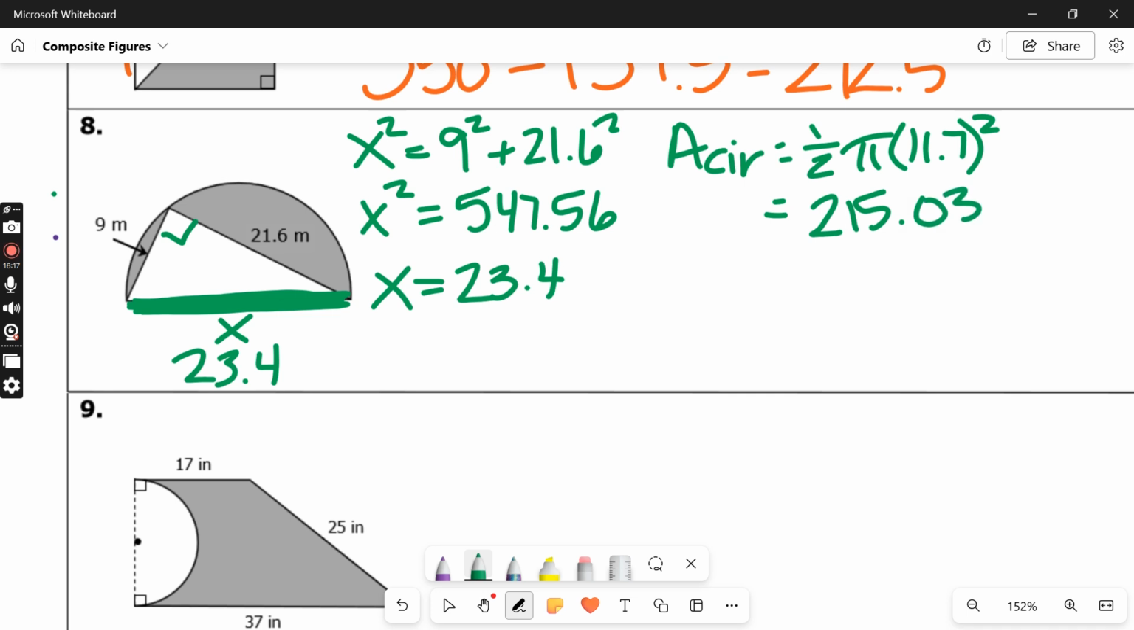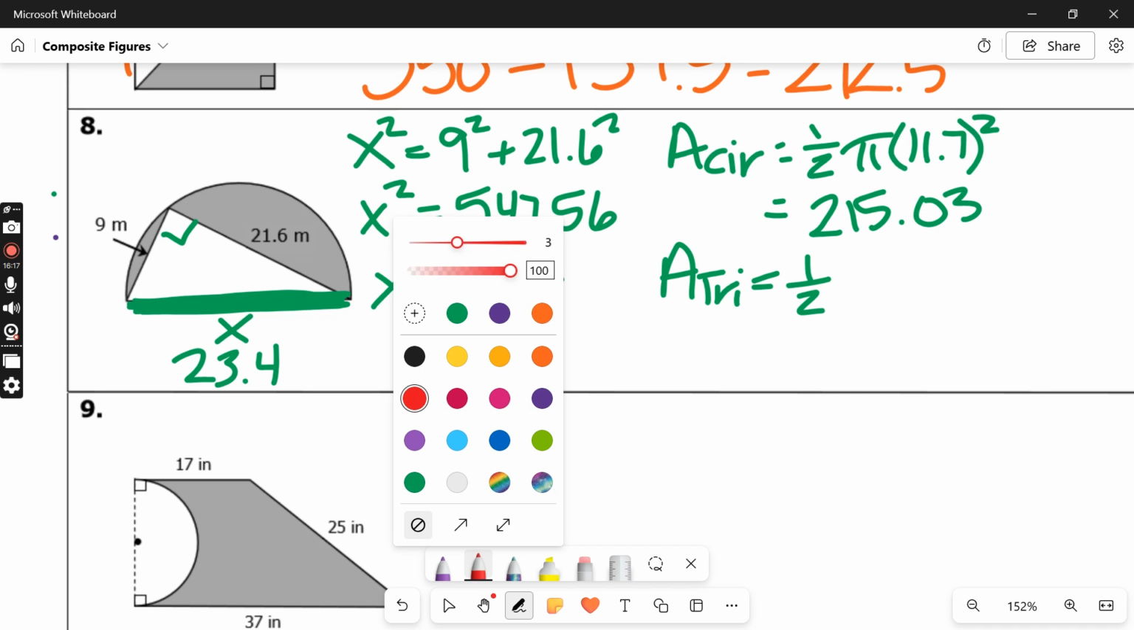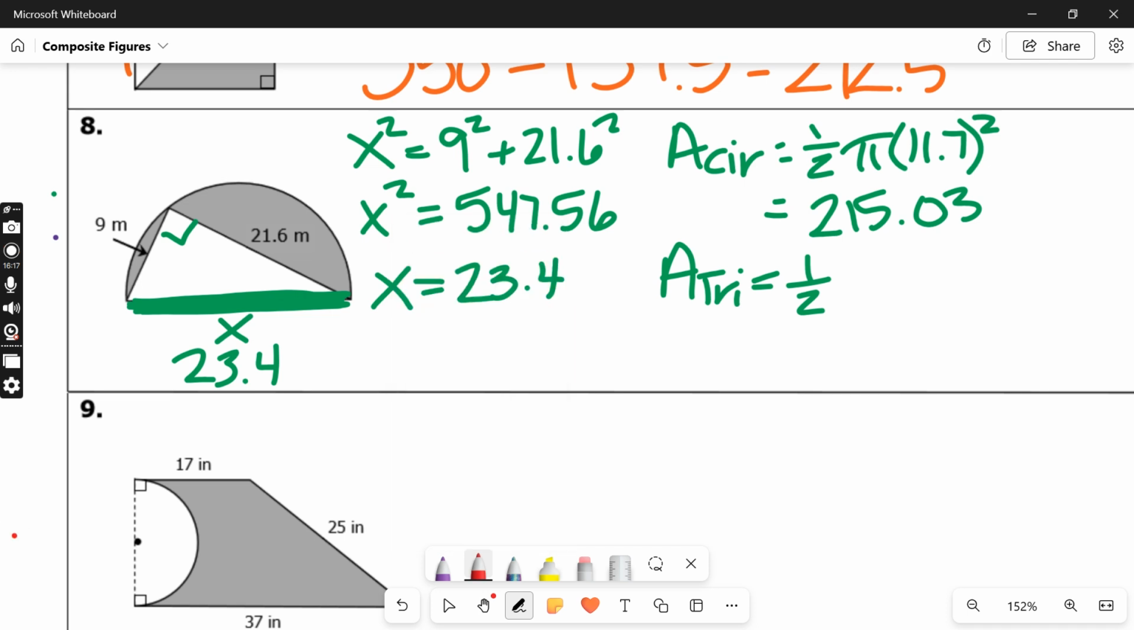Okay, then I'm going to find the area of that triangle. Area of a triangle is 1/2 base times height. Just be careful when you're looking at this triangle. Remember that base and height have to be at a right angle. This is where the right angle is, so base, height. Okay, so I'm going to do 1/2 times 9 times 21.6, which would be 97.2.